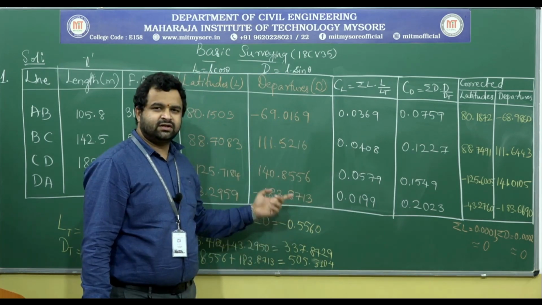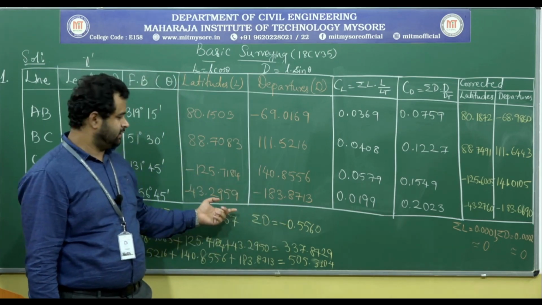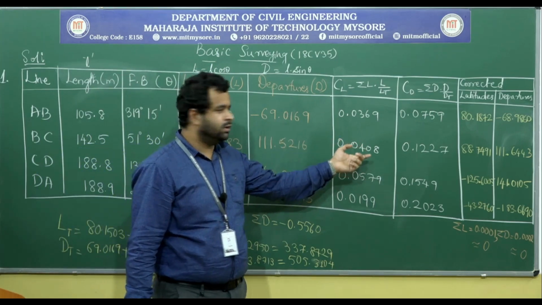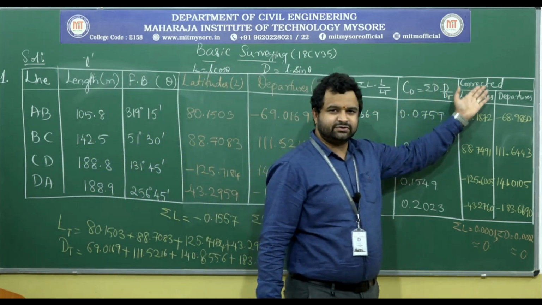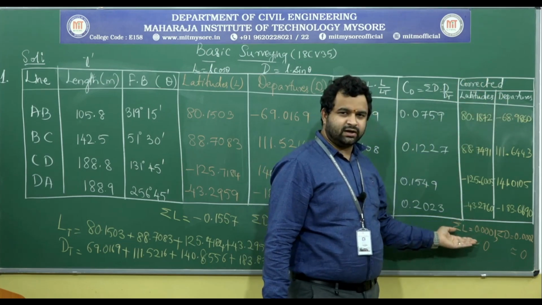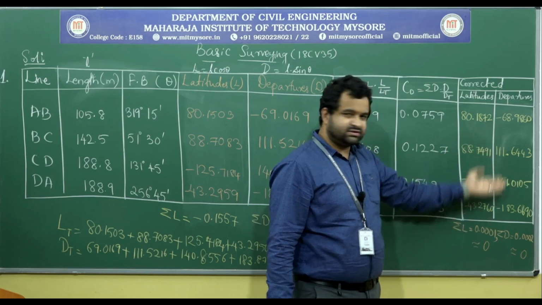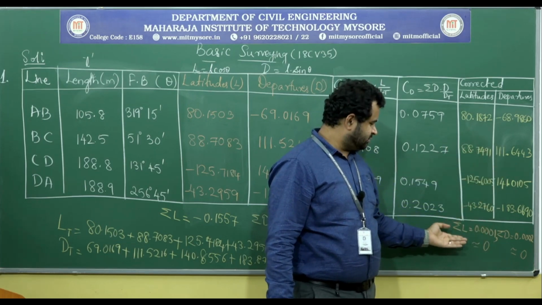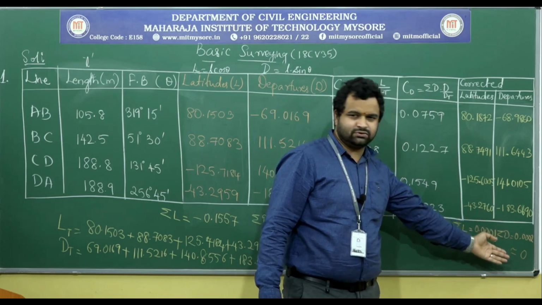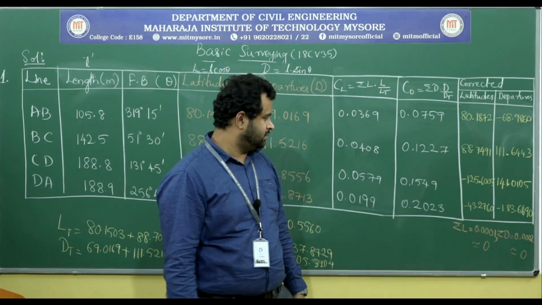Previously the traverse was not adjusted because it had some error. After applying corrections by using transit rule, we have calculated the corrected latitudes and departures, and then we have also calculated the summation of all the latitudes and departures, and we have got the sum of all the latitudes equal to 0 and sum of departures equal to 0. Now we can say that this traverse is adjusted.